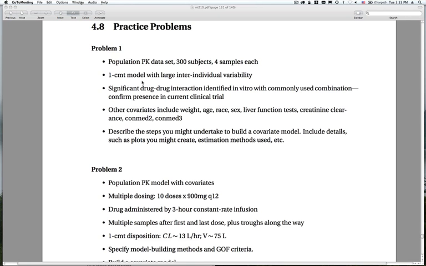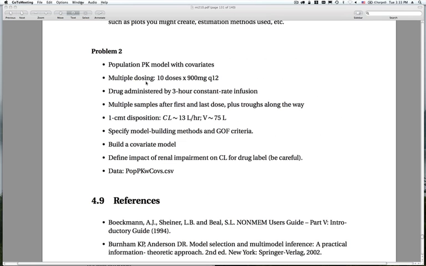The second problem, however, is a hands-on modeling problem, and this is a POP-PK data set with covariates. I've already created a data set for you. It's a multiple dosing data set, 10 doses, 900 milligrams, every 12 hours, administered by constant rate infusion. It's a 3-hour intermittent constant rate infusion. There's multiple samples along the way here, plus some troughs. I'm giving you some initial estimates for the one compartment disposition parameters. I want you to specify what the model building method should be, the goodness of fit criteria, which method you would use. Think about that. And then go ahead and do it.